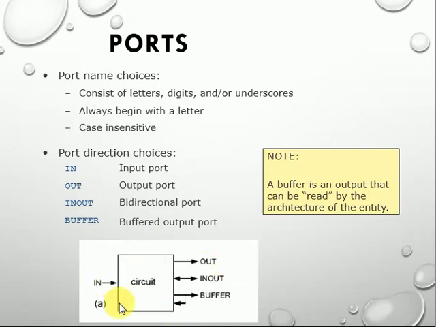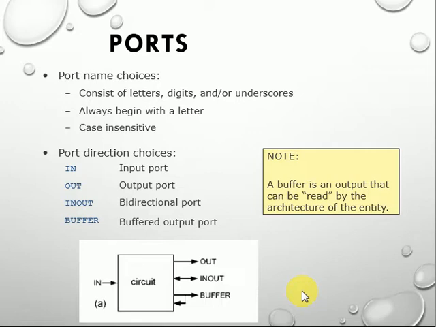That means in this circuit, the input port is the input to the circuit, and the output is the output from the circuit. Inout means the signal will come in as well as go out from the circuit. And buffer means the output will go from the circuit and at the same time it will be used inside the circuitry also. So it could be used internally. That is the buffer.